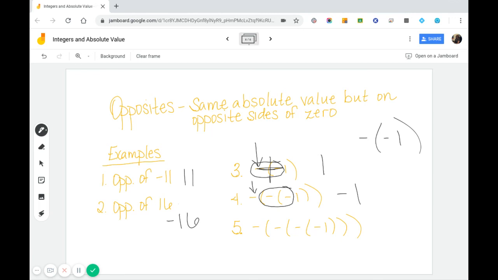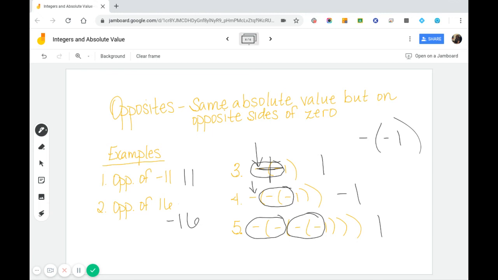Number 5, start inside, work your way out. I have a -1. The opposite is a 1. The opposite is a -1. The opposite is a 1. Or here's face. Those two buddy up and make a positive. Here's a face. Those two buddy up and make a positive. Everybody has a partner. Everybody's happy. Everybody's in a positive mood. So it's a positive answer.